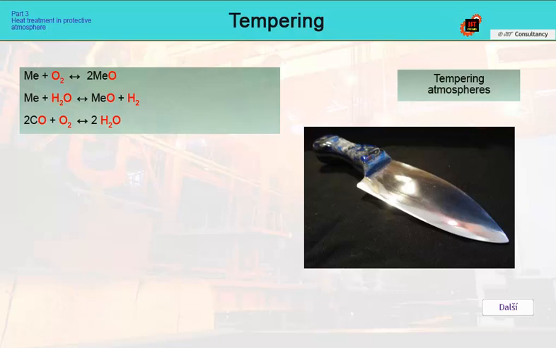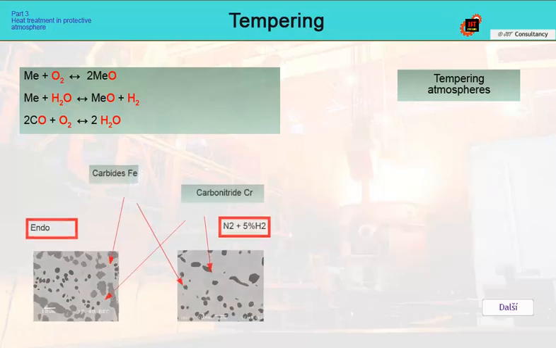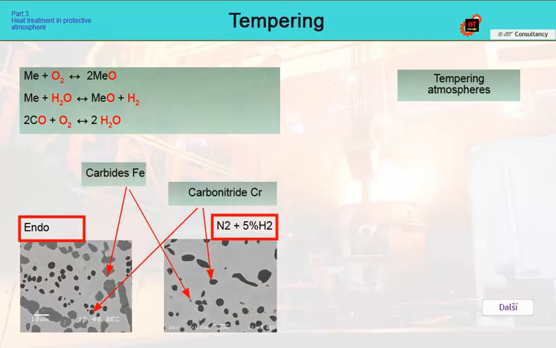Protective atmospheres also have their pitfalls. For example, by comparing the endo-atmosphere and a mixture of nitrogen plus 5% hydrogen, we see that the endo-atmosphere creates a larger amount of carbides or carbonitrides of iron and alloying elements compared to a nitrogen-hydrogen atmosphere. The material will be more brittle after using the endo-atmosphere with a higher risk of breakage. Of course, the process temperature must also be taken into account.